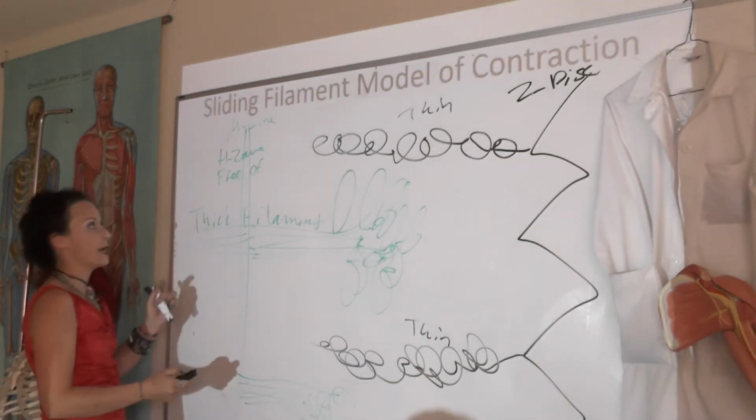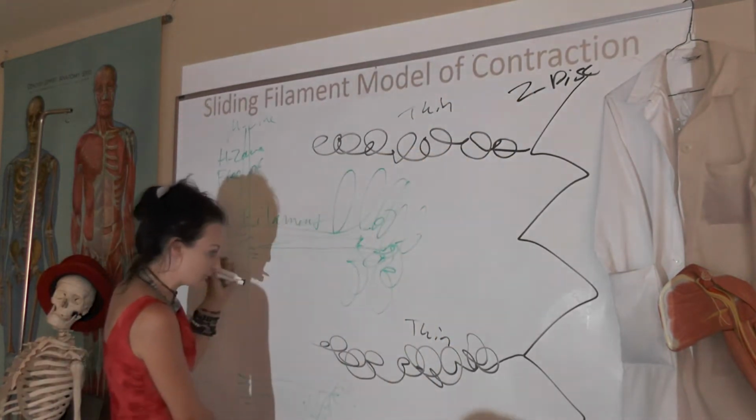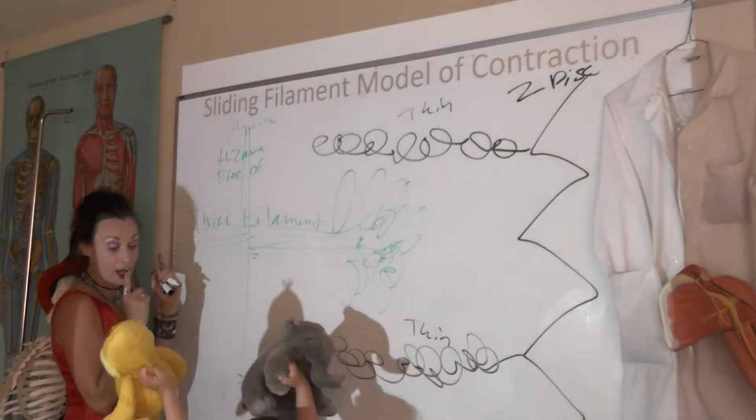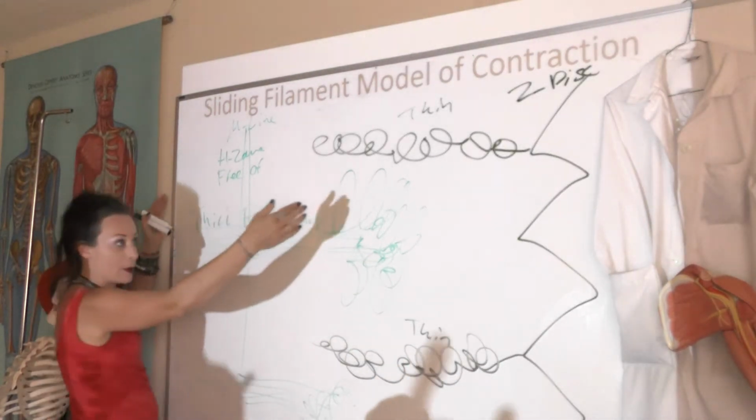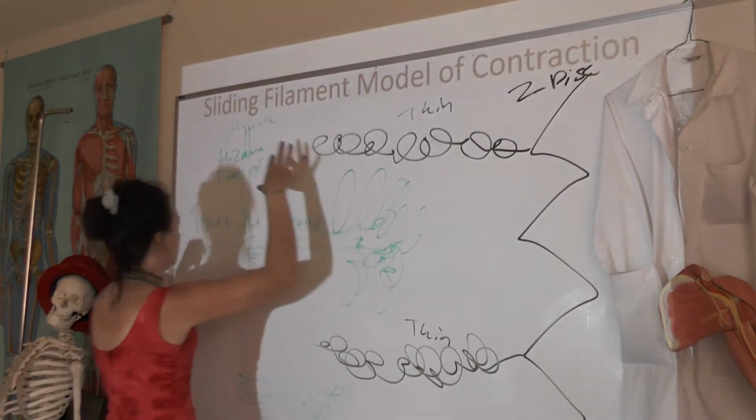This whole thing is the sliding filament model of contraction because these things are microscopic. And so we know what's in them, and we can see what a relaxed sarcomere looks like, and then what a contracted sarcomere looks like.